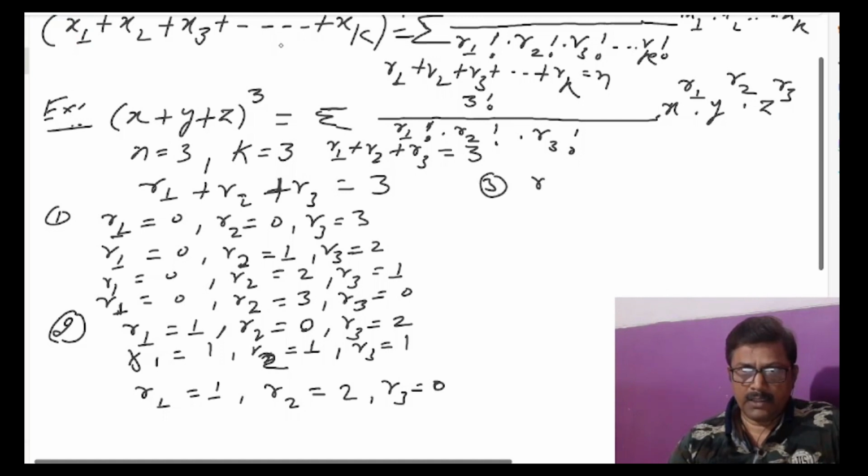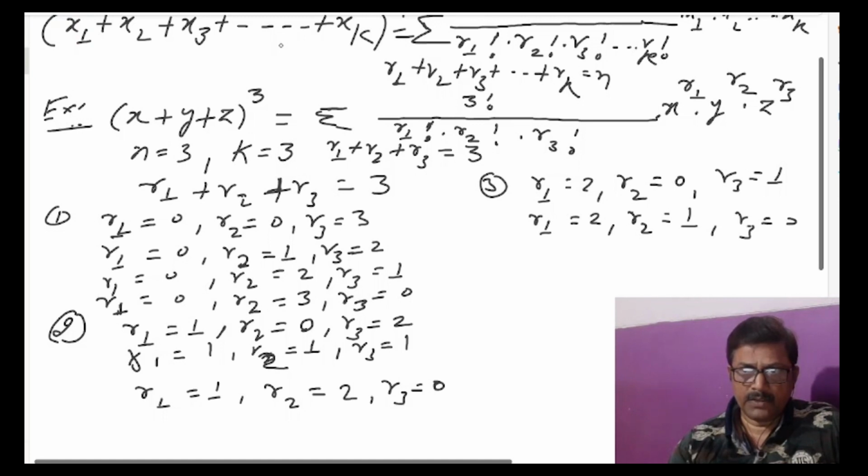Now take R1 equal to 2. Suppose R2 is 0. So R3 will be 1. Correct? Keep R1 equal to 2. Now take R2 equal to 1. So R3 will be 0. Okay, no more possibility now, because you cannot take R2 equal to 2. Then 2 plus 2 will be 4.